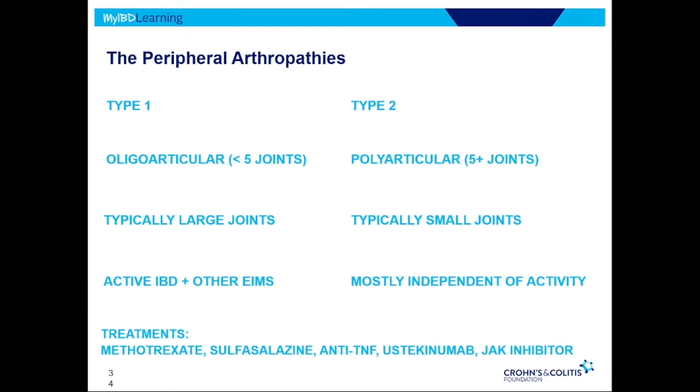And as Dr. Cohen pointed out, we're using less vedolizumab for extraintestinal manifestations because that's a gut-specific IBD drug. So we tend to use more systemic IBD drugs in extraintestinal manifestations because we have to treat inflammation outside of the gut.